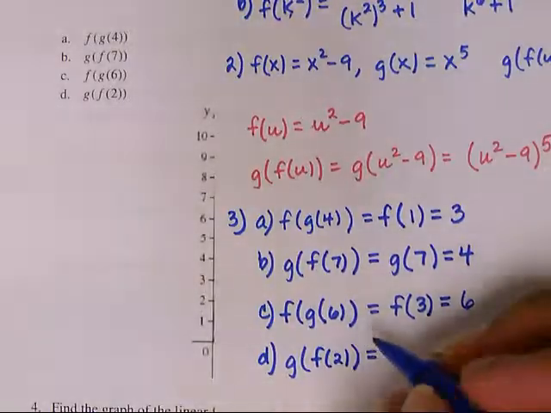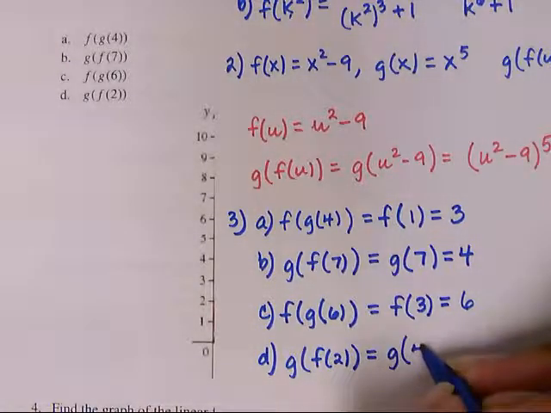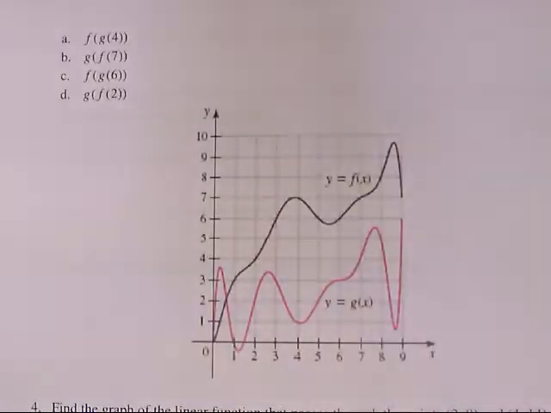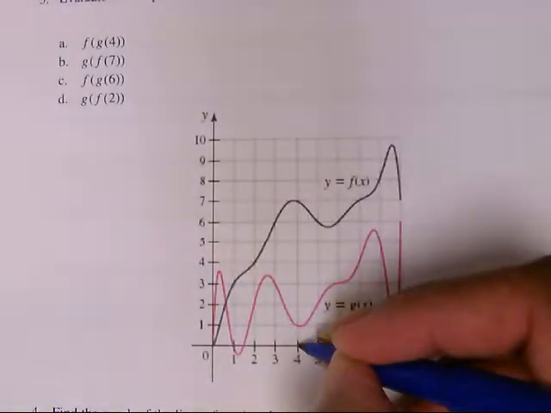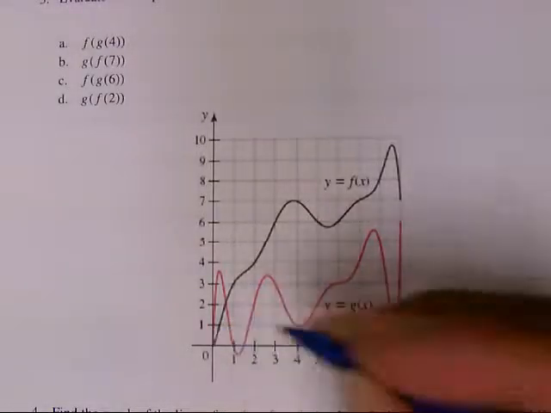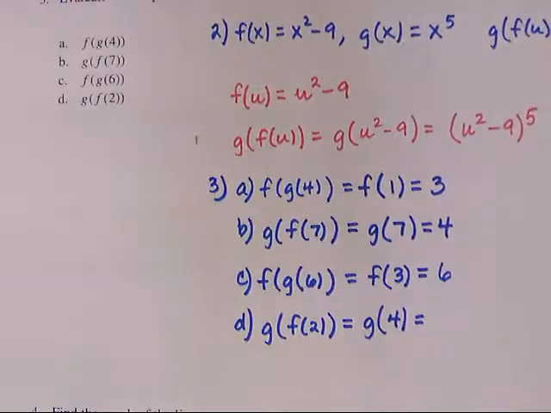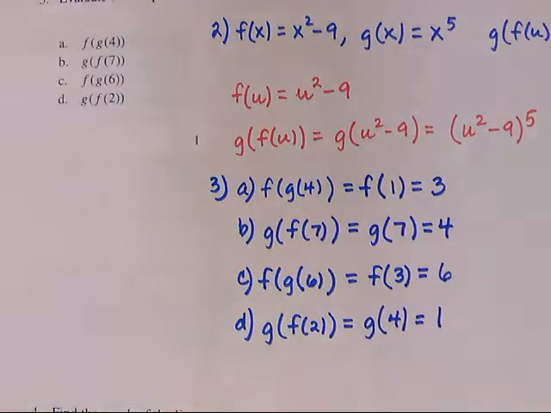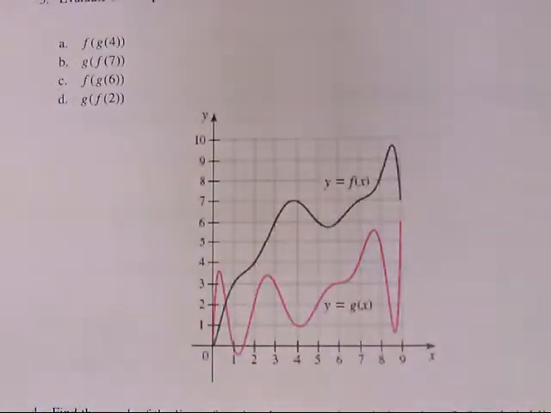So I'm going to be evaluating g of 4. And then we go to y equals g of x, which is the graph that's in red. So at 4, that y value is going to be 1. So g of 4 will be 1. That means g of f of 2 would be 1. Okay, so that's how you use the graph to find the value of each of those functions.